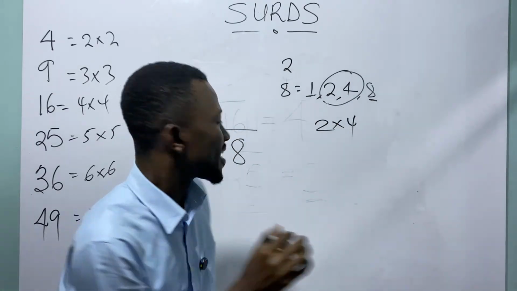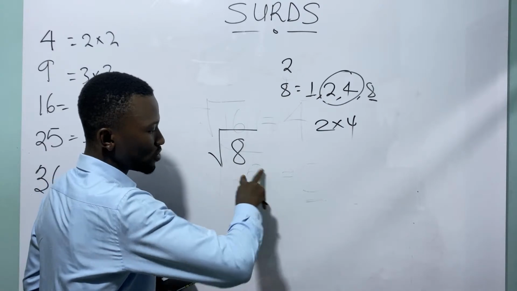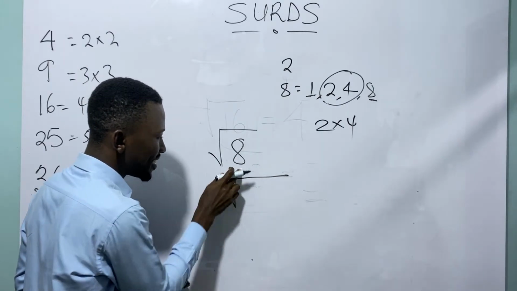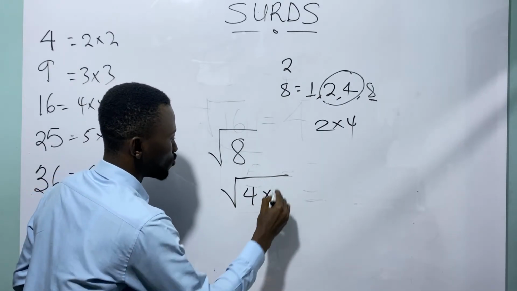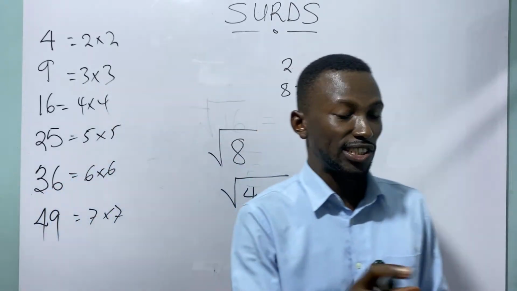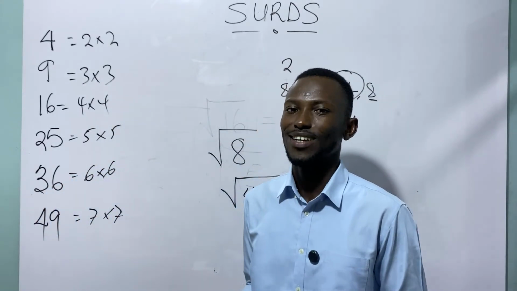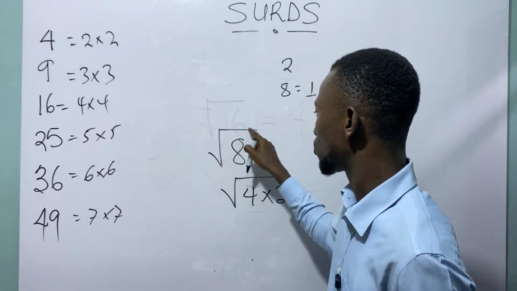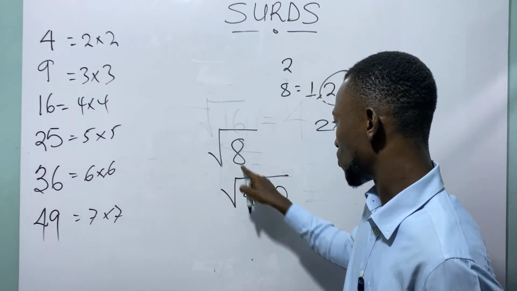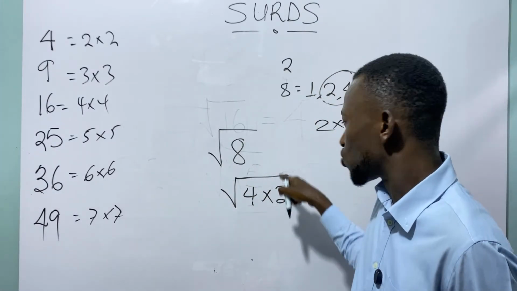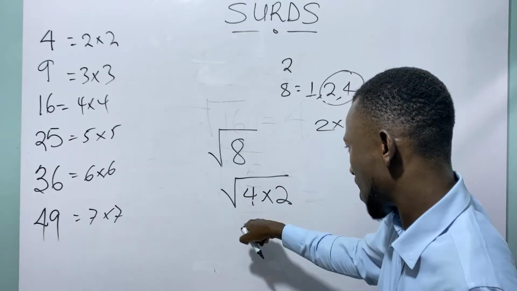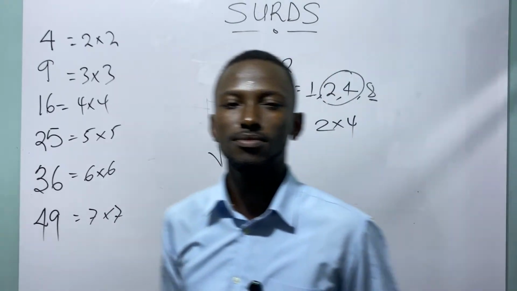So that's what I mean. Can you split this 8 into 2 numbers? For example, this 8 is the same as 4 times 2. So you've actually not changed the question, you see? You've not changed the question. So square root of 8 is the same as square root of 4 times 2.